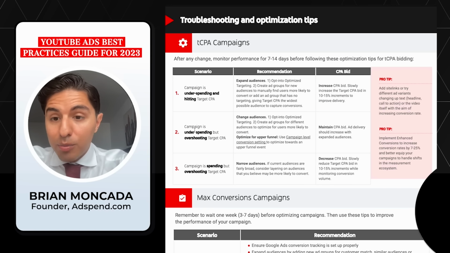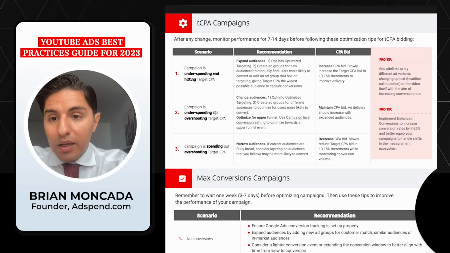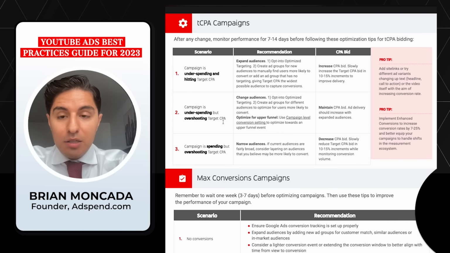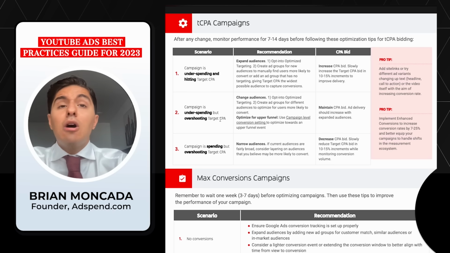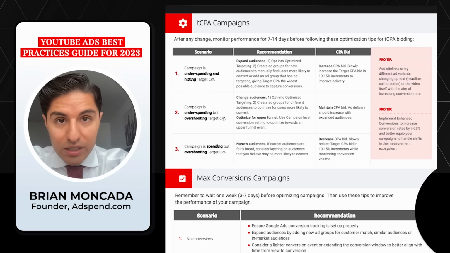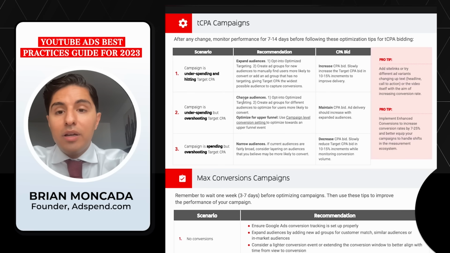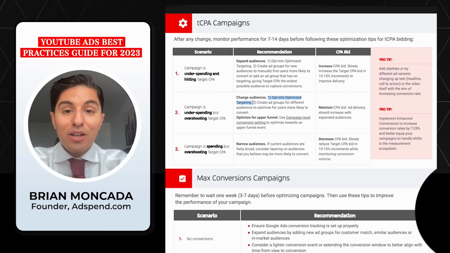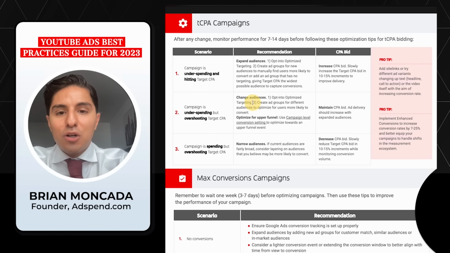Now let's go to scenario number 2. Let's say your campaign is underspending, but overshooting target CPA. So it's spending out of $100, only $50 a day, but it's getting you $25 leads and you want $10 leads. So the recommendation here is change audiences. Number 1, opt in to optimize targeting. So it's telling you, hey, click on optimize targeting. Number 2, create ad groups for different audiences to optimize for users more likely to convert.